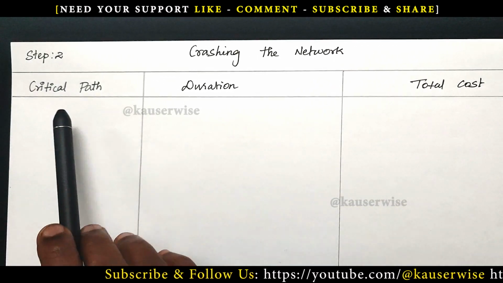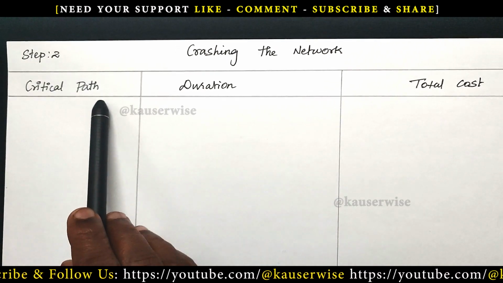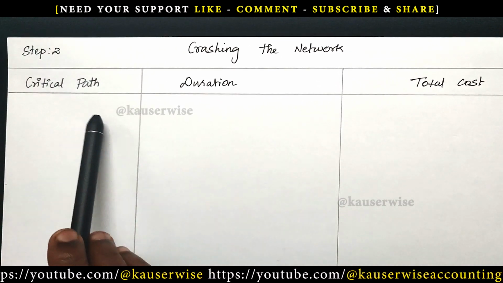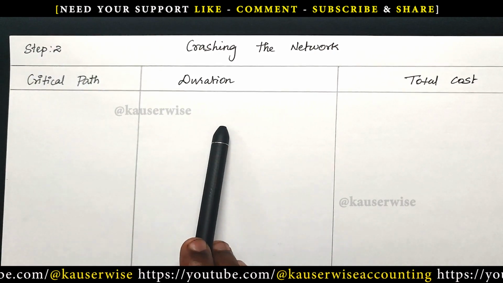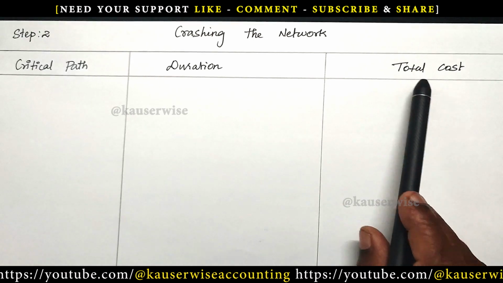Here we have 3 columns. Number 1, critical path. Under this column, we are going to list out all the possibilities to complete the project. In that, we have to find out the critical one. And the second one, its duration. And the third one, we need to find out the total cost.